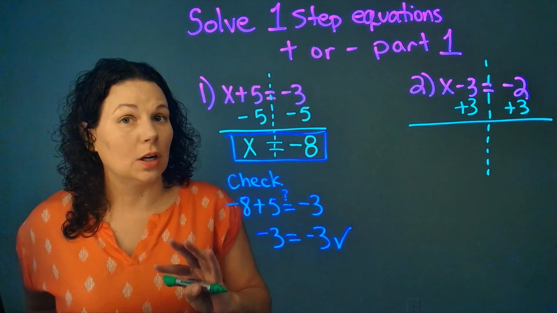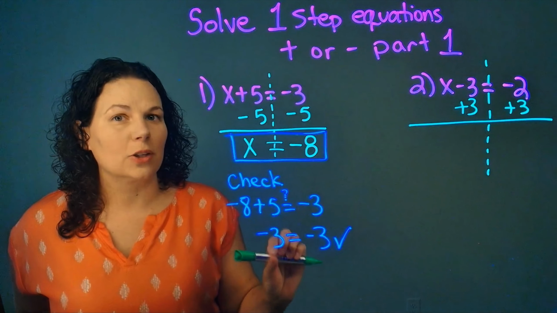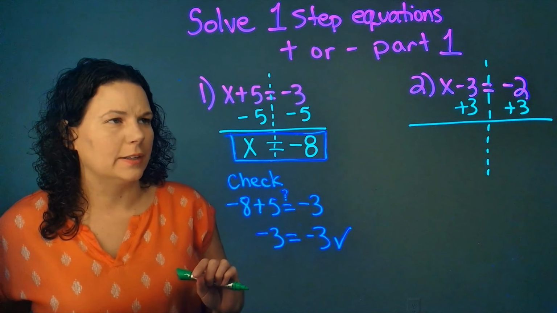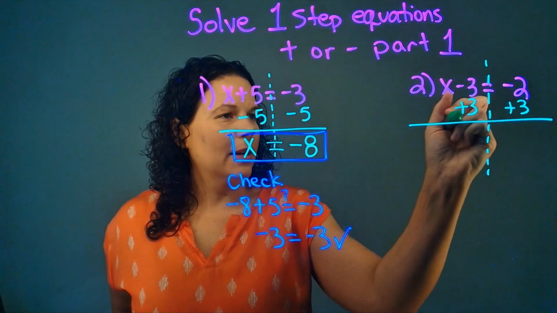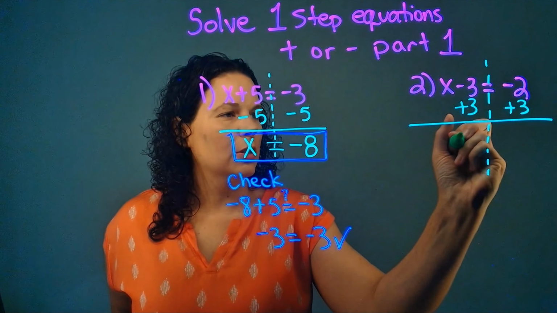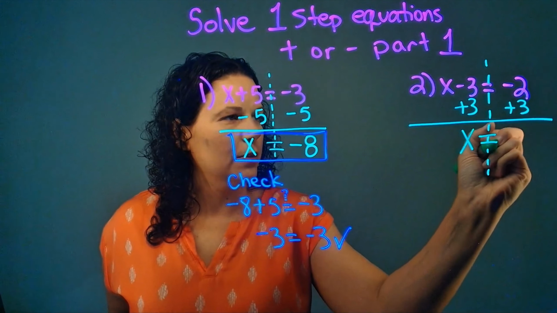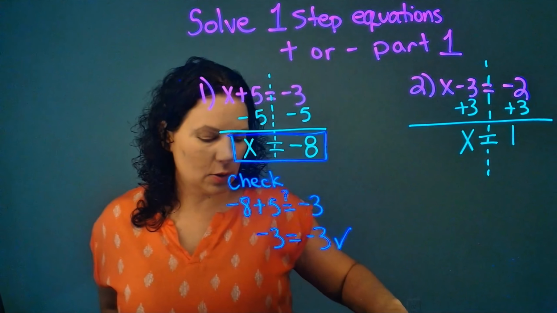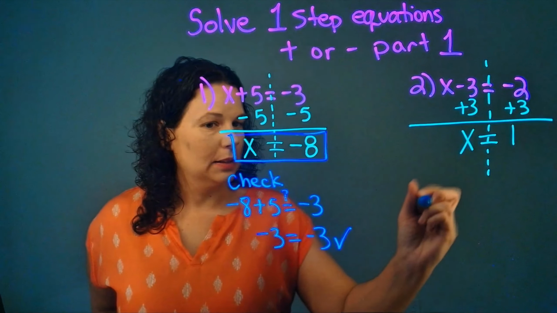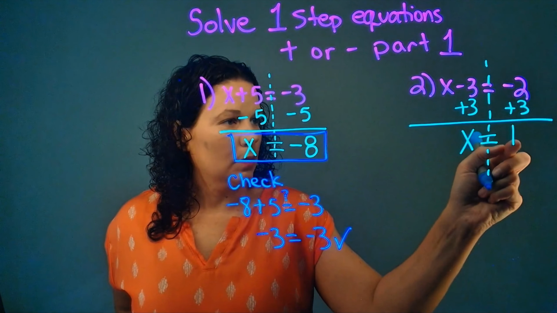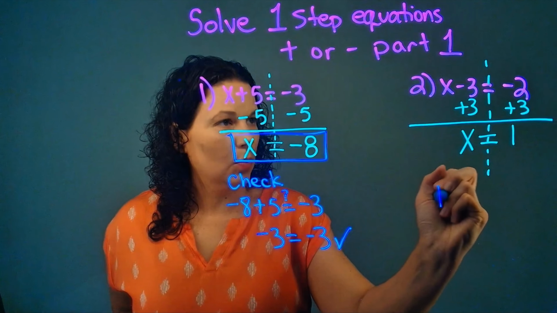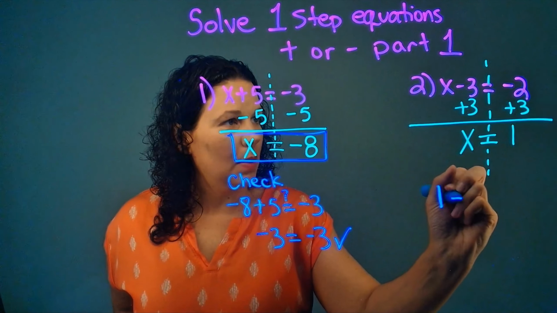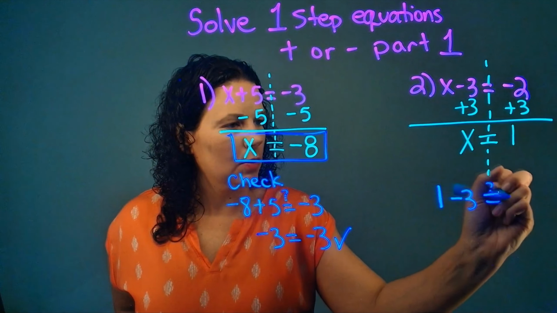And if it is wrong and your teacher sees your work, you are much more likely to get some partial credit, okay? So x minus 3, if I plus 3, that's gone. So then I just get x on that side equals -2 plus 3 gives me a +1. So let's go back and check that. We're going to say x is 1, so we're plugging that in. 1 minus 3, does that equal -2?